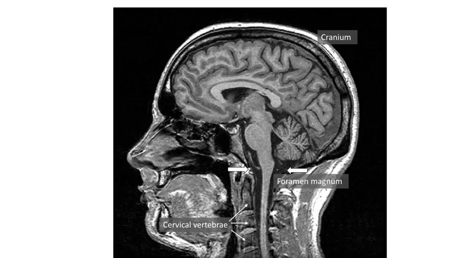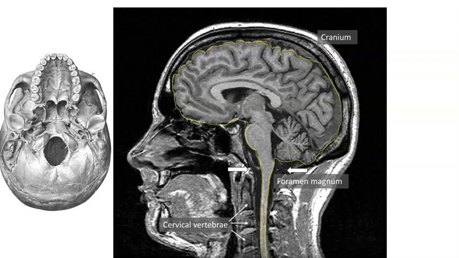We see the continuity between the brainstem and the spinal cord in this image here where I've zoomed in on the foramen magnum. That's the large opening at the base of the skull that allows the nervous tissue, the medulla and the spinal cord, to remain in continuity.